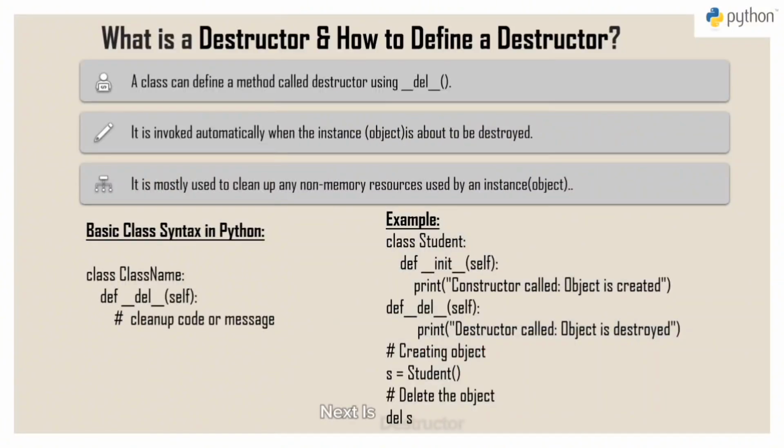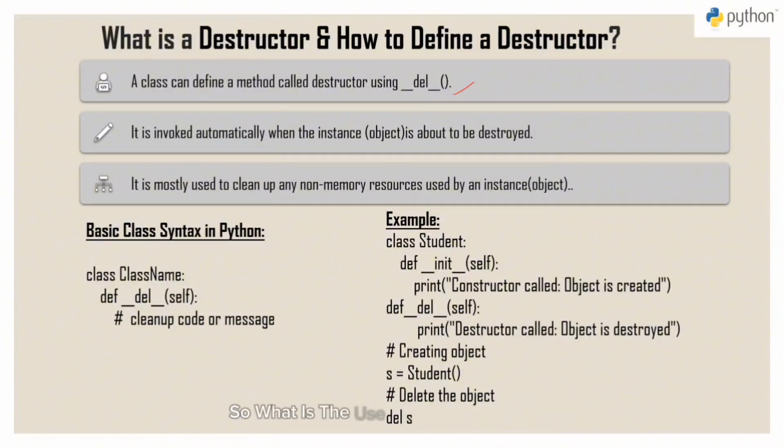Next is the destructor. Destructor again is a special method. We define a destructor using double underscore del double underscore and round brackets. The only use of a destructor is to destroy the memory allocated for a particular object when an object is no longer required. If nothing is required, why do we need to keep it, right? So we will destroy that particular object's memory which was allocated by the constructor.